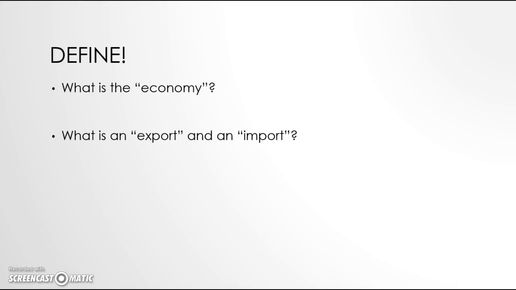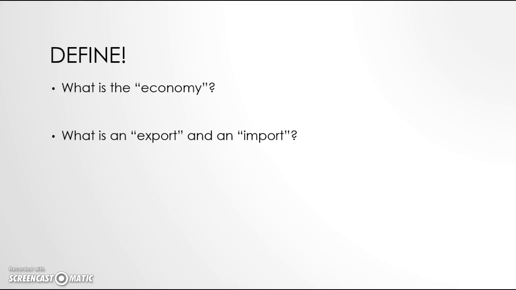So what is an export and an import? These two are very important, and the reason we define economy is because it is made of exports and imports. So both are goods that are traded between countries. Examples are like your phones, technology, food is one that's traded around and bought a lot, and clothing comes from all over.